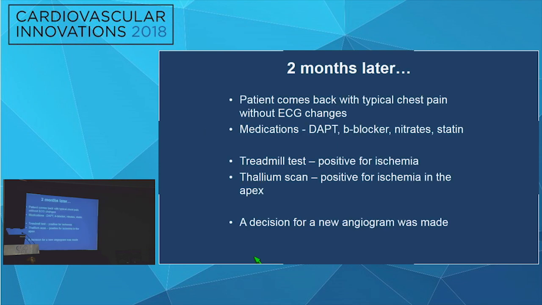However, 2 months later, the patient came back with typical chest pain, but without any ECG changes, while he was still under medication, but continued smoking. And the next day, we decided to perform a treadmill test, which unfortunately was positive for ischemia. And then, a couple of days after, we did a thallium scan nuclear test, which was also positive for ischemia in the apex. And running out of options, we decided to perform a new angiogram via the left radial approach at this time.